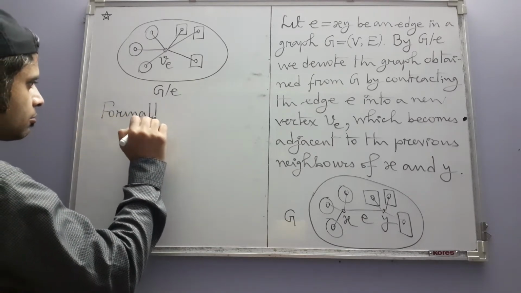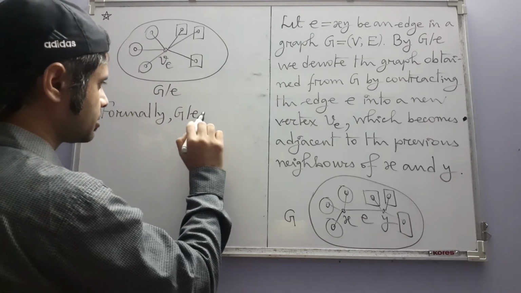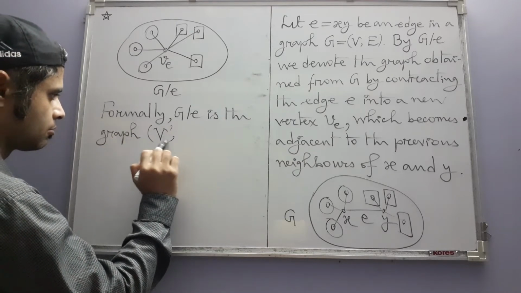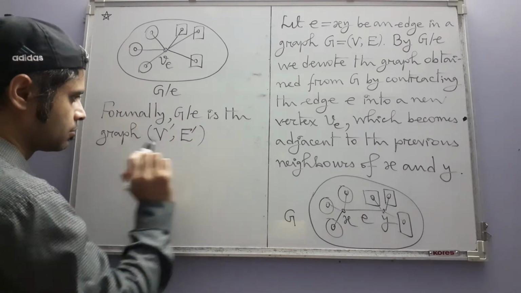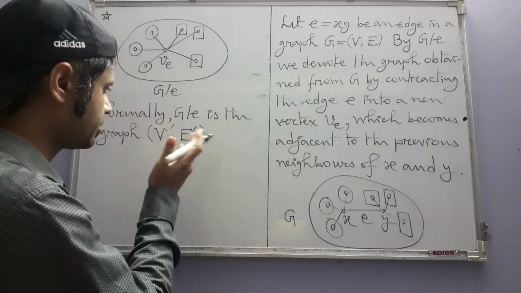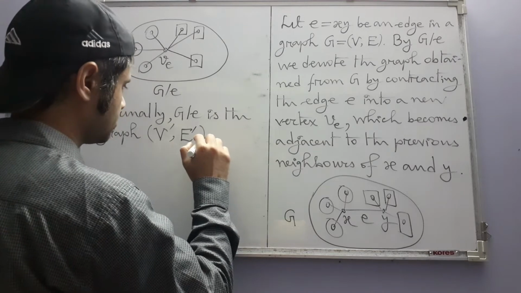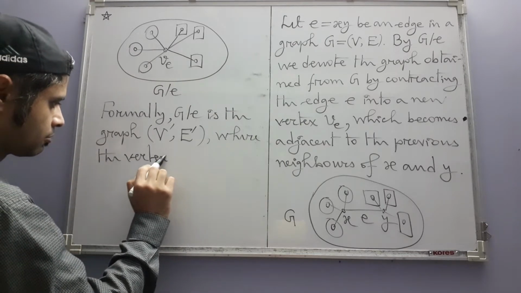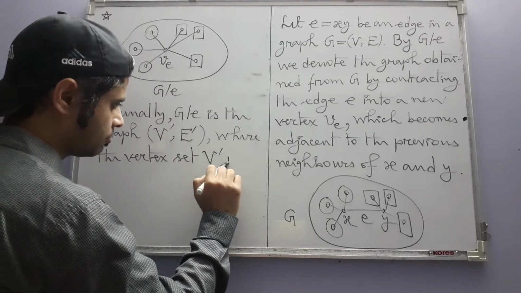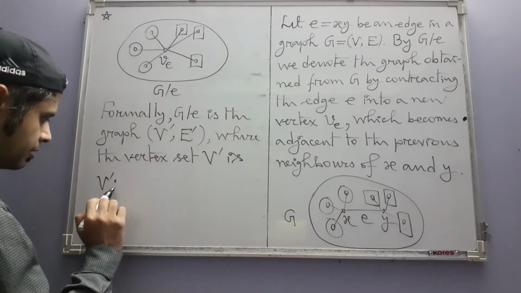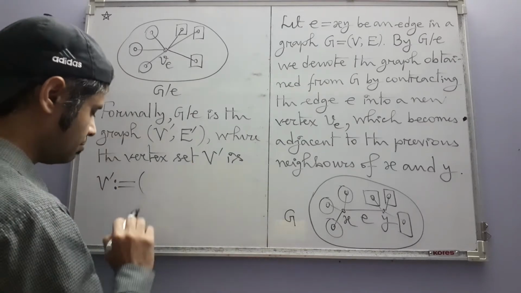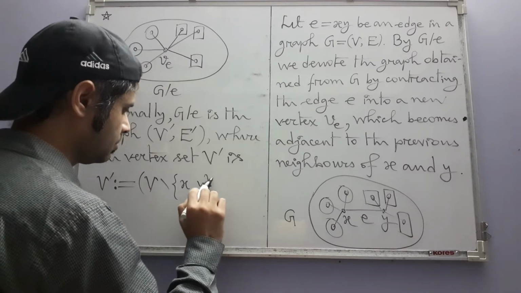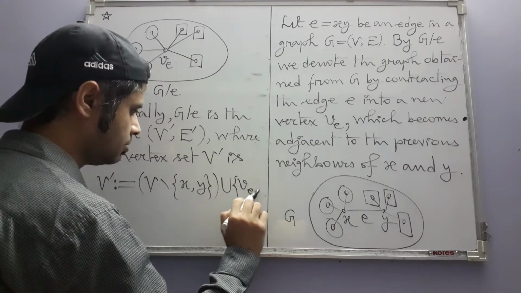Formally, G slash e is the graph with vertex set V prime and edge set E prime, where the formal definition of V prime is this. From V, which is the vertex set of G, we have removed the vertices x and y, and we have introduced a new vertex v_e.